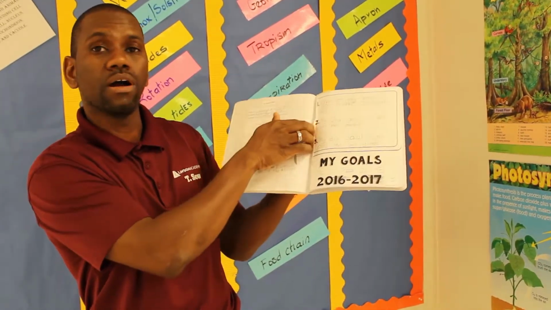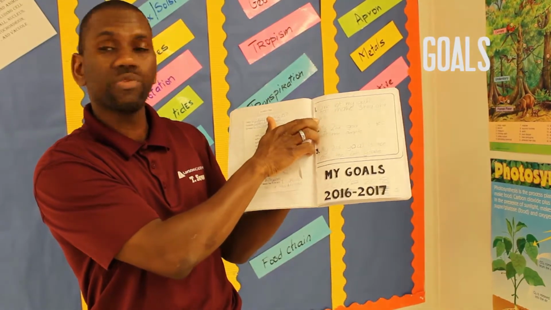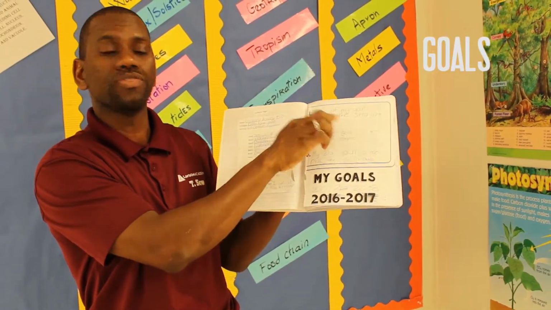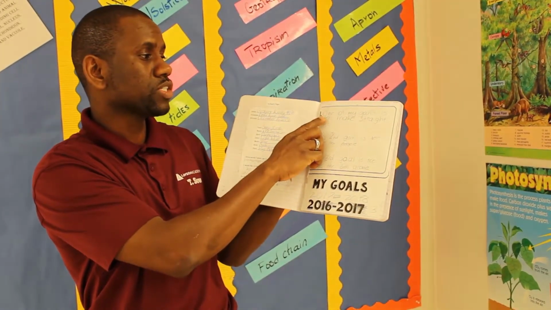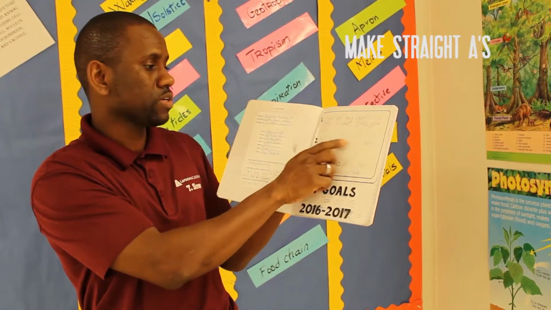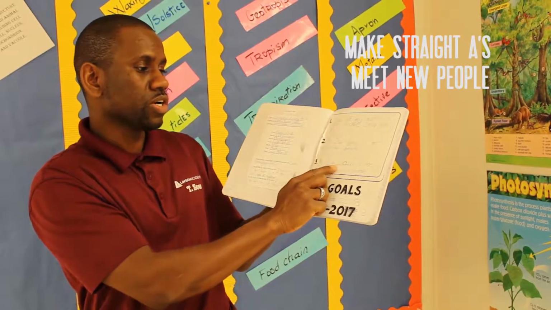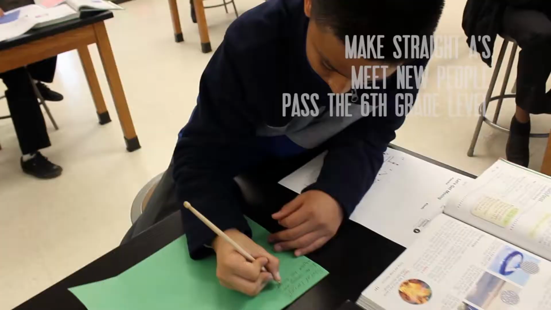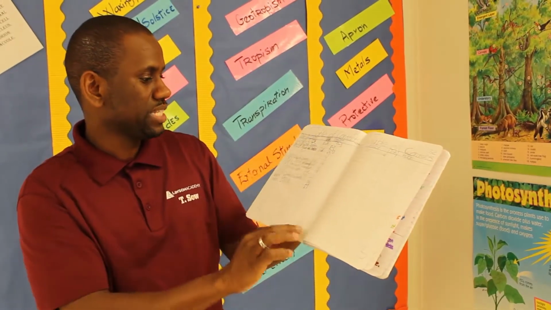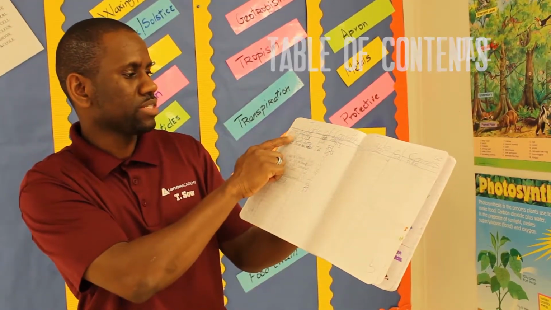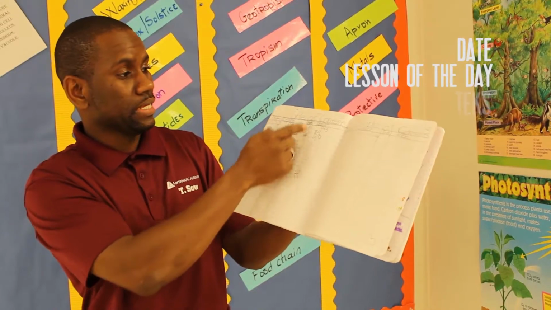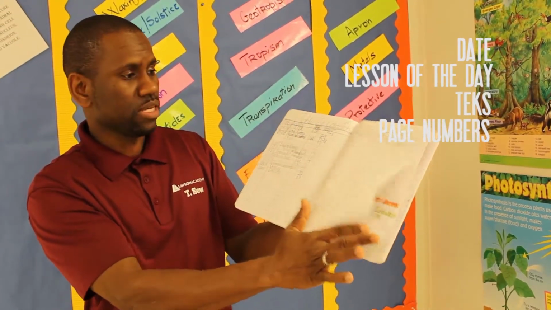Also, they will have a goal page in which they will write 3 main goals for them to go through the year. So for example, this student's goal is to make straight A's. That's his first goal. The second goal is to meet new people, but also the third goal is to pass the 6th grade level. One of the most important parts of the interactive notebook is the TOC, table of contents, where the student will write the date, the lesson of the day, the topics, and then the page numbers.